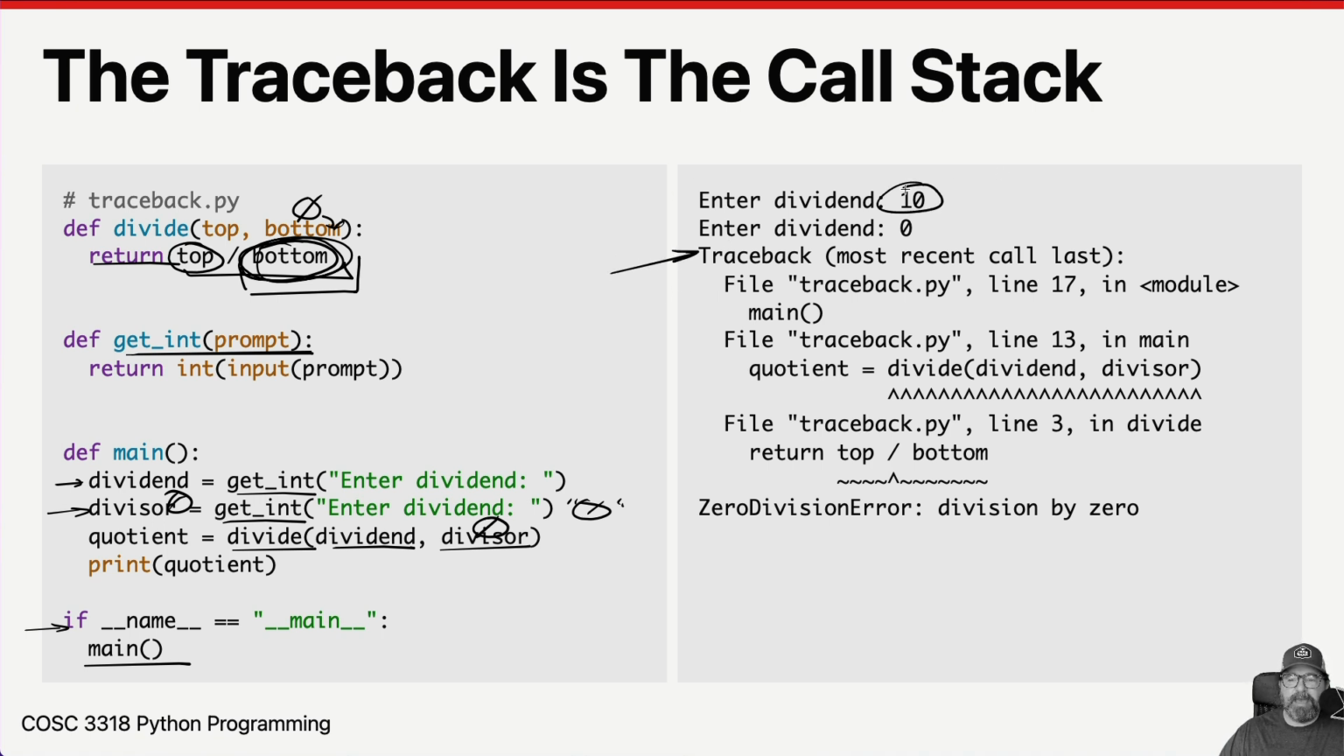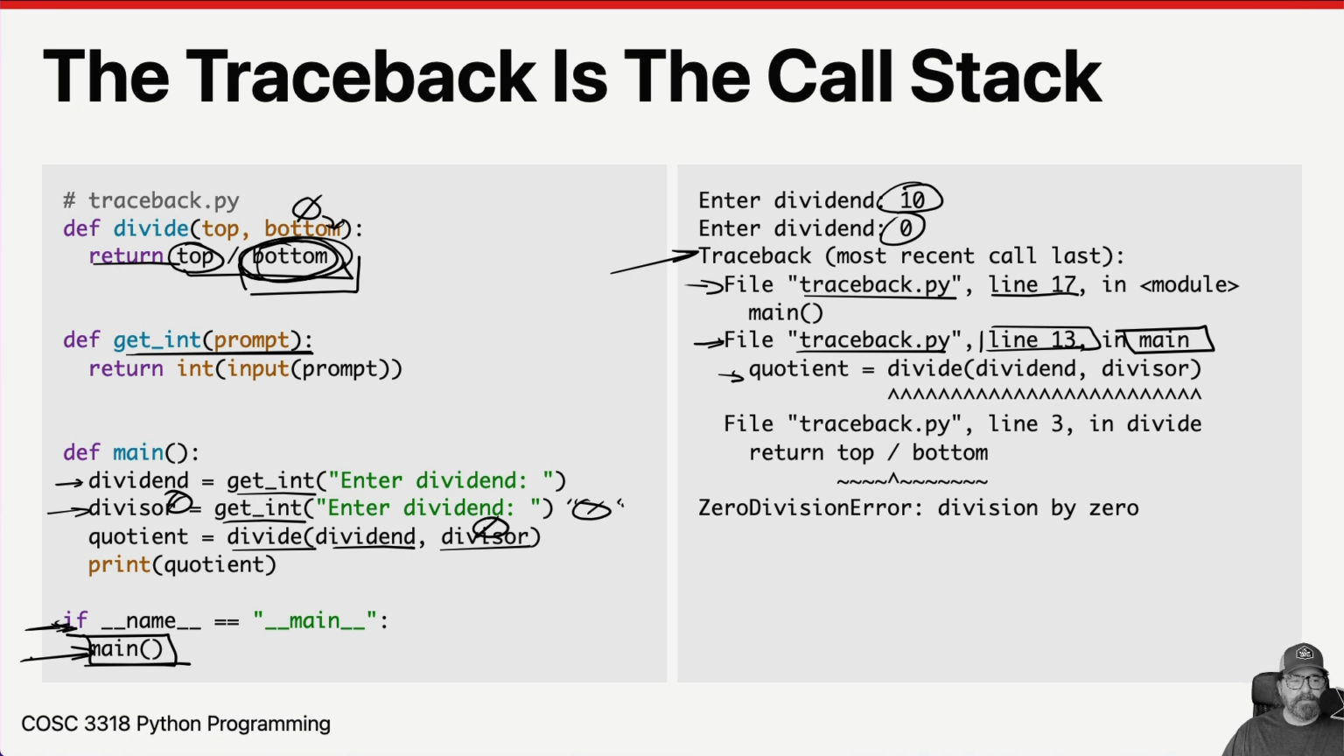So I entered 10, I entered 0. Now it says in the file traceback.py, we start at line 17. So we came here and line 17 is the first function we called. Then we're in file traceback line number 13 inside main. We're inside that main function. It called this line on line 13 right here.